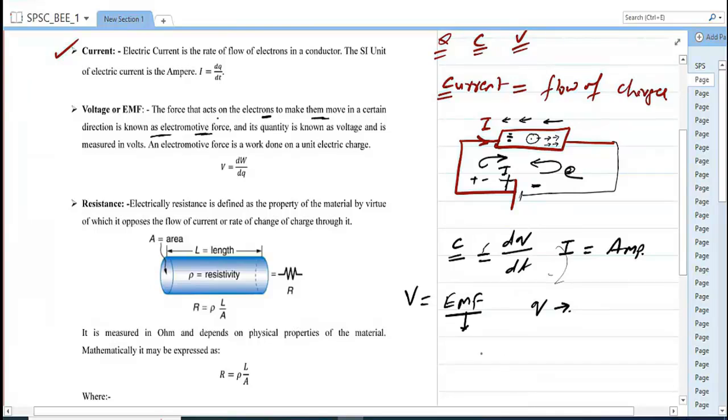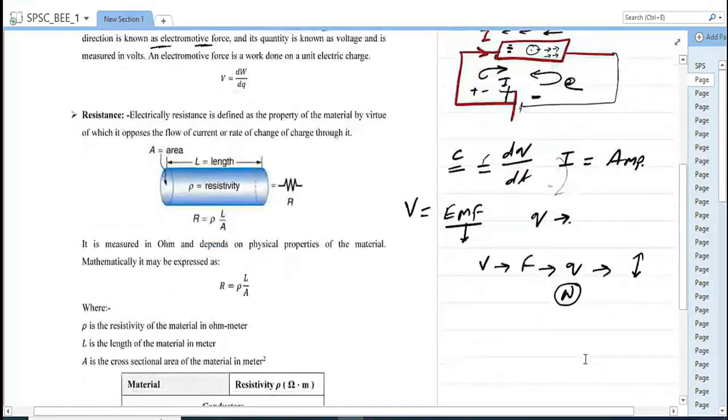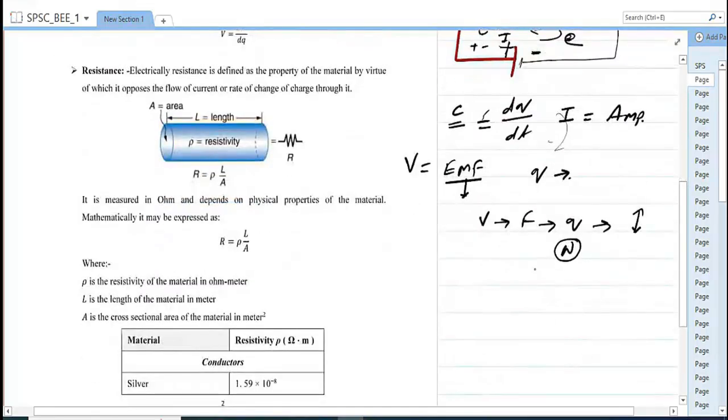This is the V, and it will offer some force to the Q to make it transport from one place to another place. So in this way the work can be done, and the charge required to perform the work. The other definition of voltage is equal to dW by dQ, meaning the work done per unit charge.